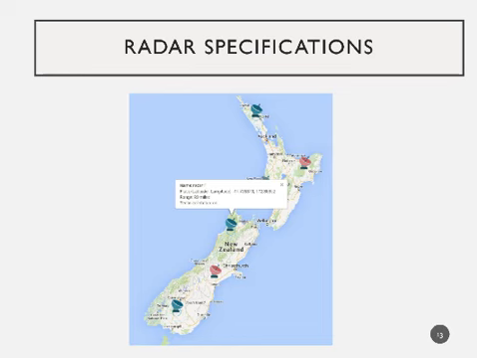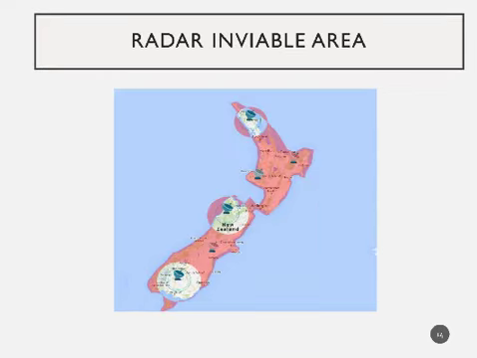Each radar has its own info window which contains detailed technical information. To open it, it is necessary to click on the appropriate radar location. It is also possible to view the radar range and the invisible radar area for the radar.